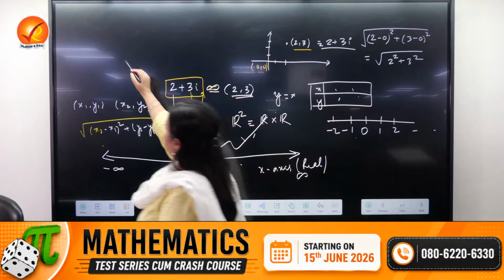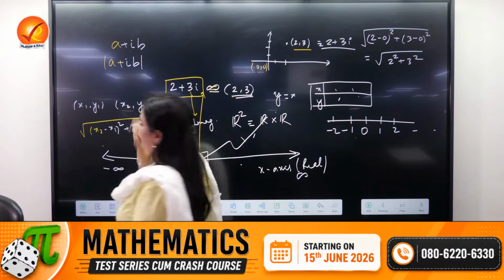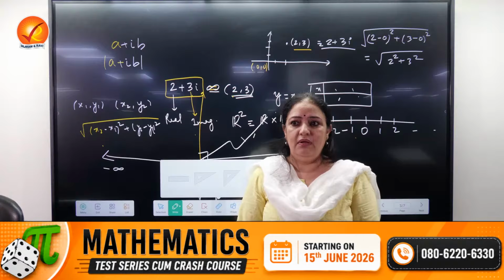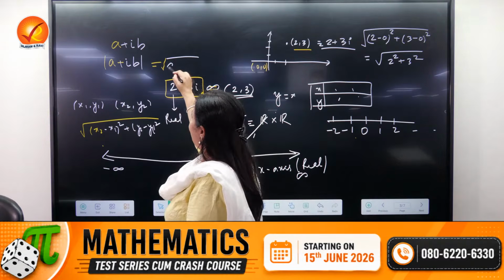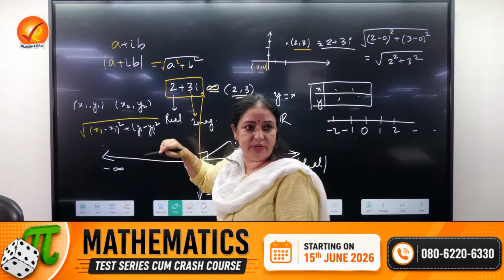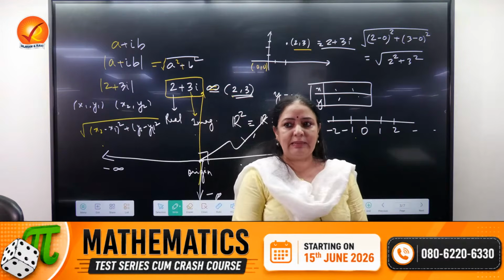Do you know that if there is a complex number a plus ib, then there's something called the modulus of a plus ib that is evaluated? What is the modulus of a plus ib? It is precisely the under root of a square plus b square. So if I were to ask you what is the modulus of 2 plus 3 iota, can you tell me?